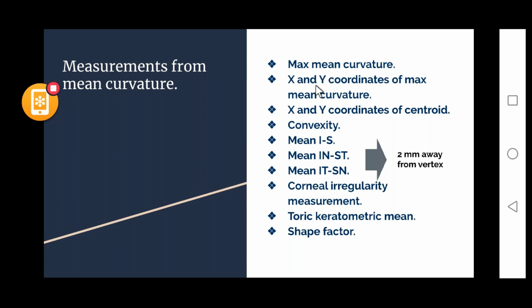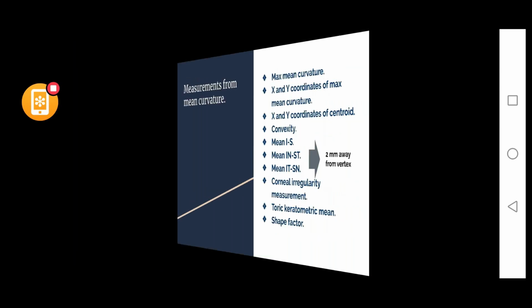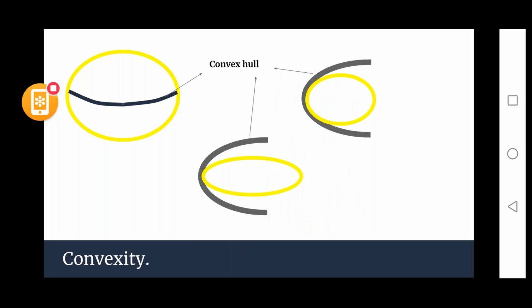So the third thing it tells us is the x and y coordinates of the centroid. Now what is a centroid? I'll tell you. First we need to understand what convexity is. Everyone knows what convex is, right? We all know what is convex and what is concave. Now I'll tell you what convexity is. Basically, this convexity value tells you how convex this specific cornea is, the anterior surface of the cornea.